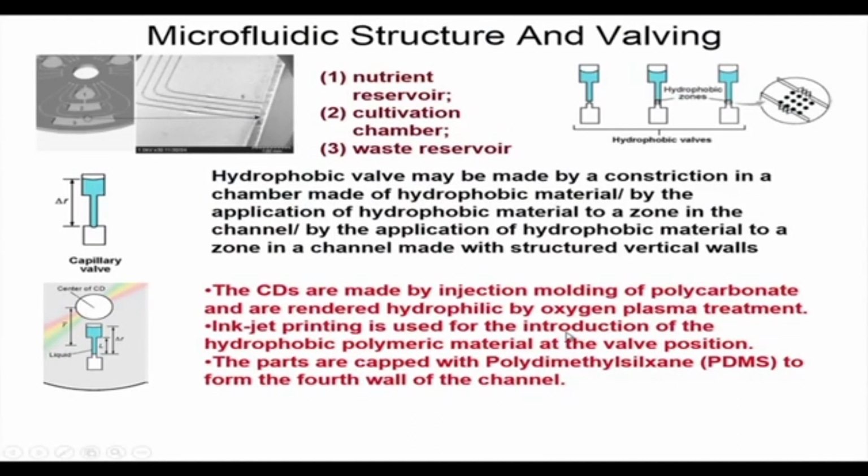Inkjet printing is commonly used for the introduction of the hydrophobic material at the valve position where you want to make it hydrophobic, and the parts are capped with PDMS to form the fourth wall of the channel. So basically the moral of this discussion is that if the entire thing is hydrophilized, then depending on where you want to implement the hydrophobic valve, there you can make the hydrophobic material treatment.